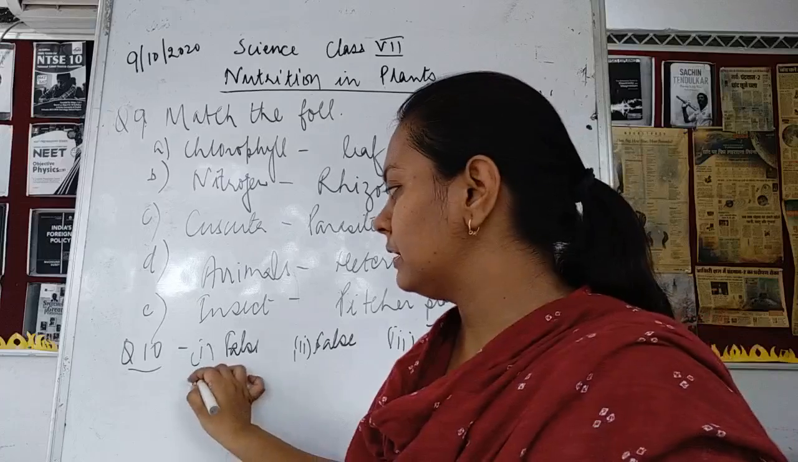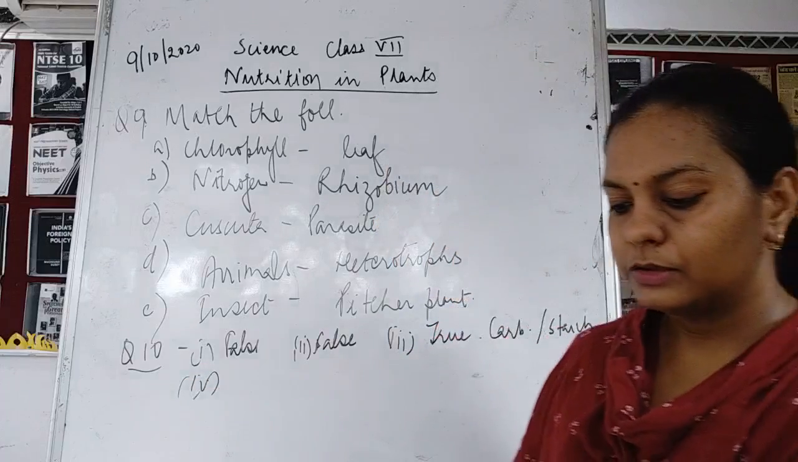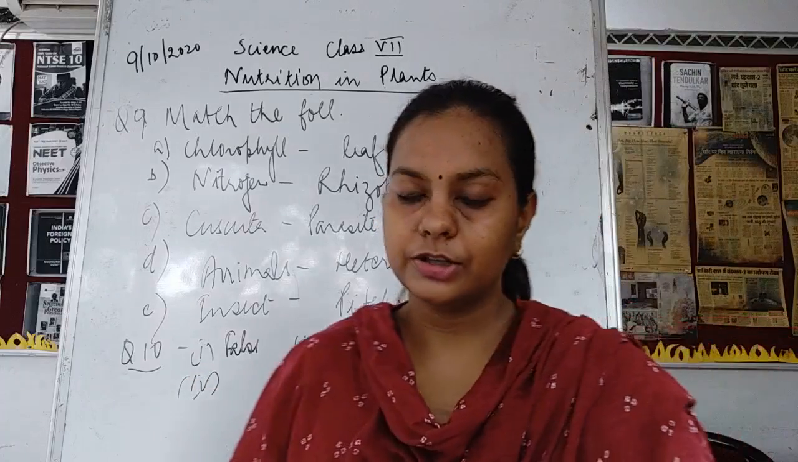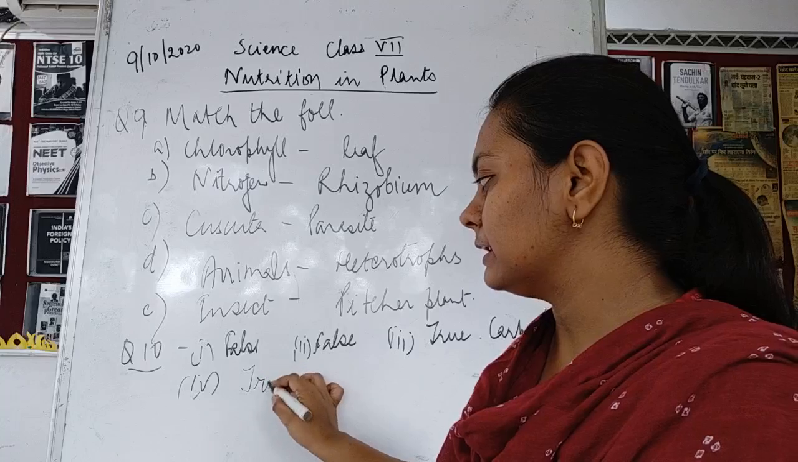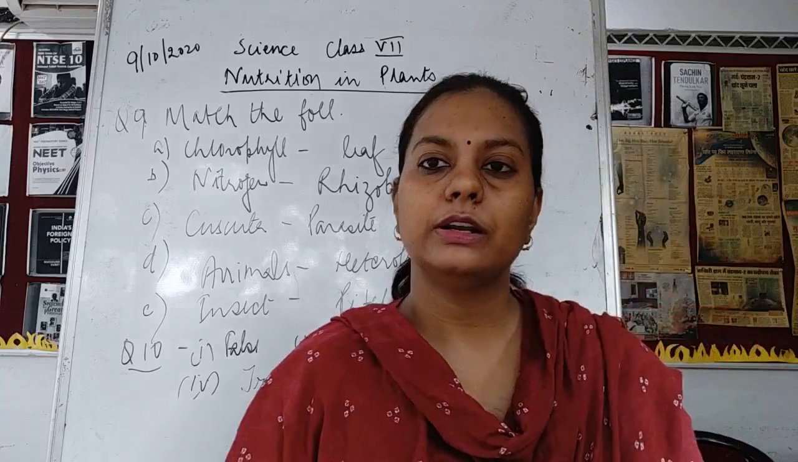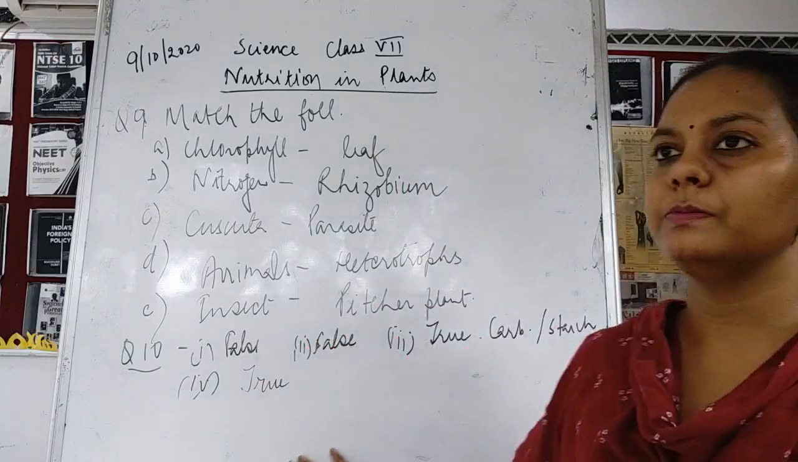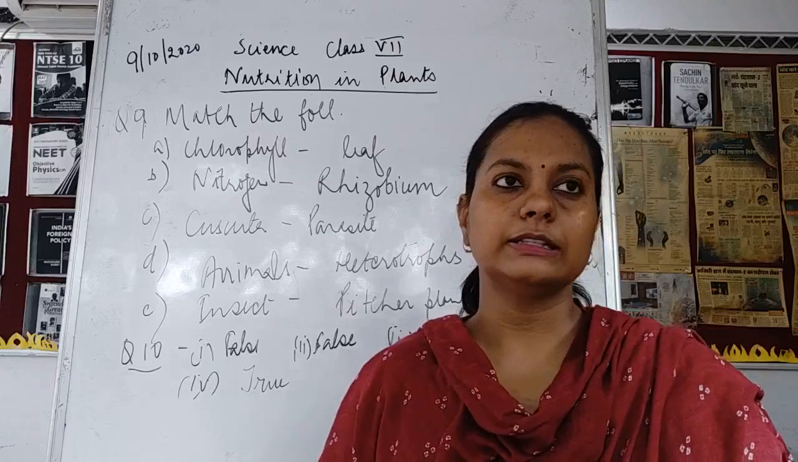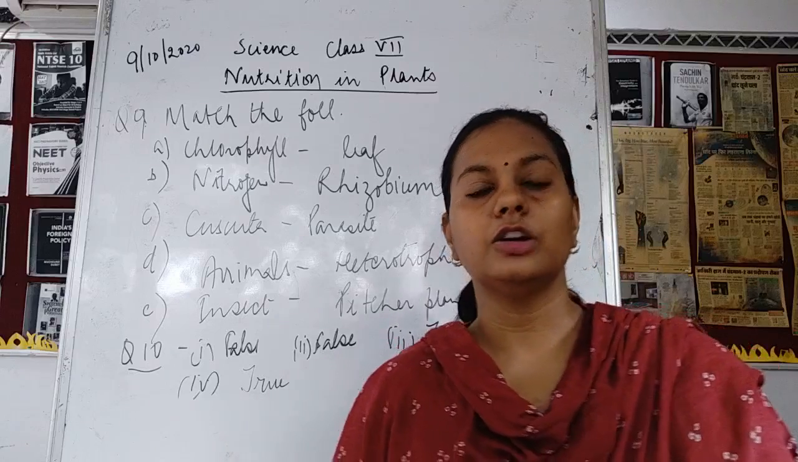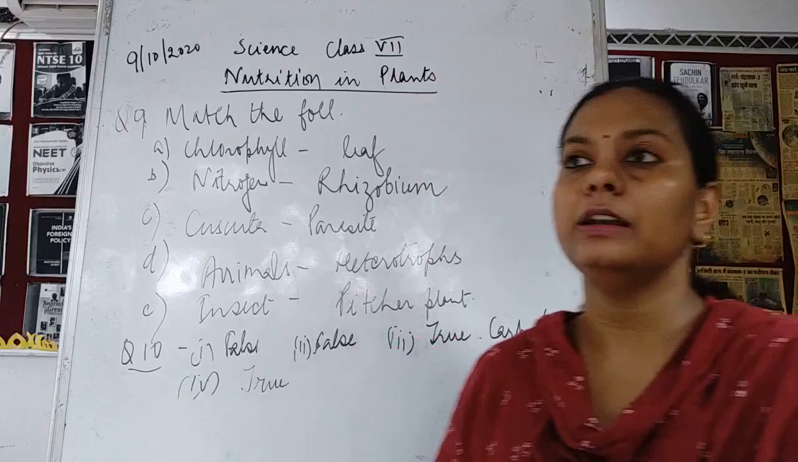Now the fourth is: solar energy is converted into chemical energy during photosynthesis. Yes, this is true. So why is the solar energy being converted into chemical energy? Because the sun's energy is being converted in the form of starch and glucose with the help of chlorophyll, which is said to be a chemical reaction.